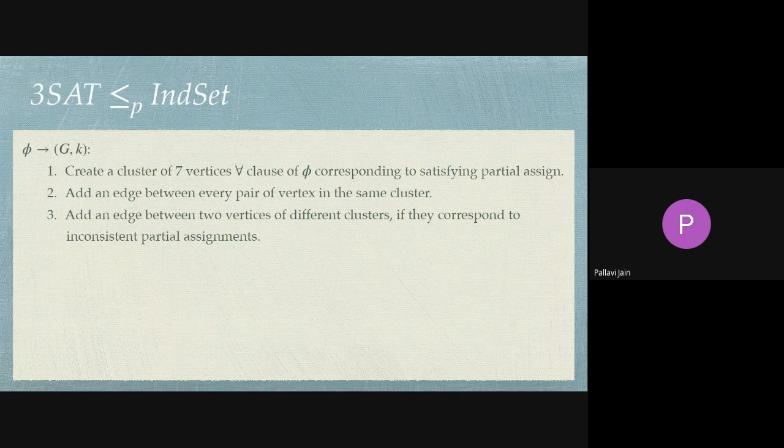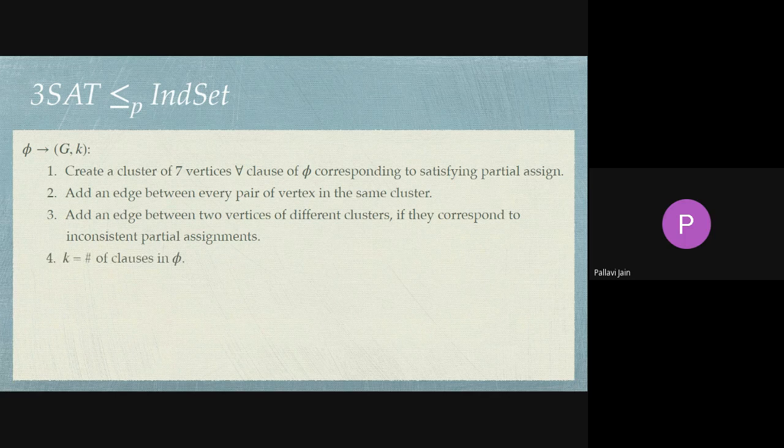Is the reduction complete or not? No, this is the function. We still have defined K, right? From phi we have defined G, but we haven't defined K yet, right? So this will be our K. K is the number of clauses in phi.